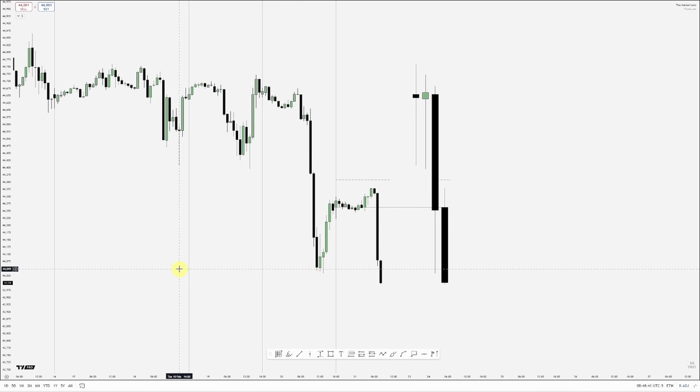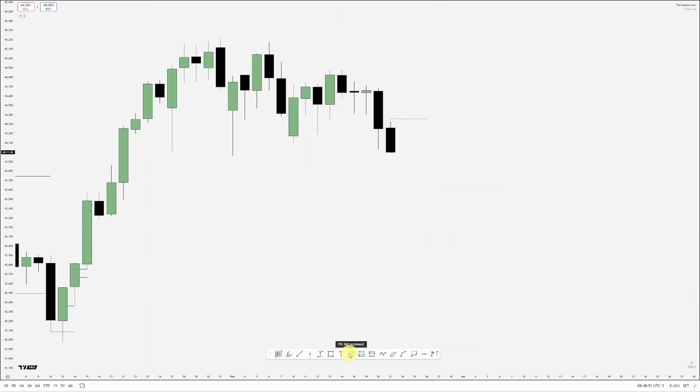In this next example, we are going to go ahead and stay on YM. And here we are on the hourly chart, but let's hop out to the daily, as this is where I like to use the equilibrium. You can see here on the daily chart, we have taken out this low and we have closed back inside the range, but we have a nice bearish expansion candle.